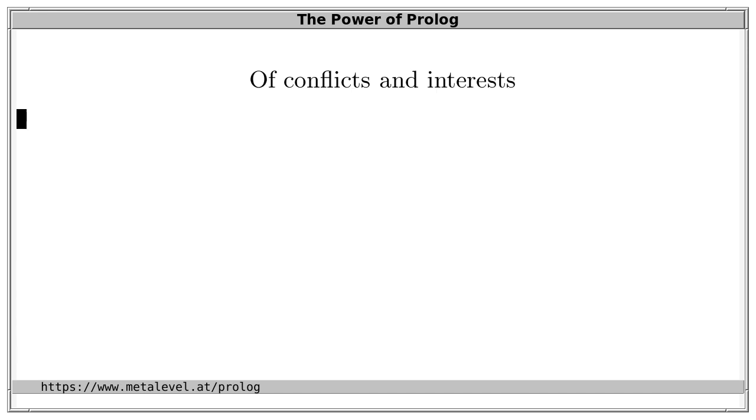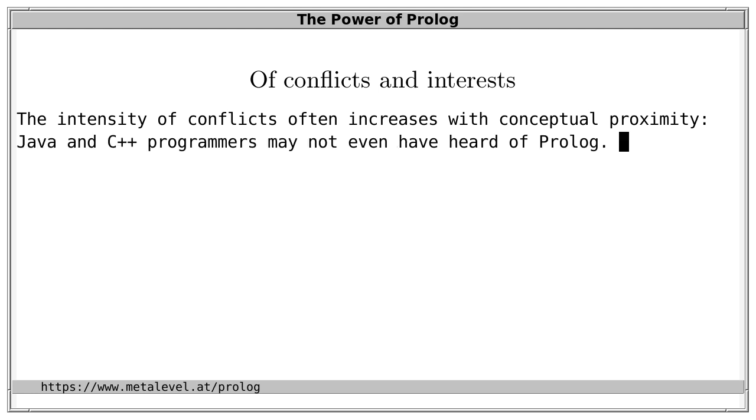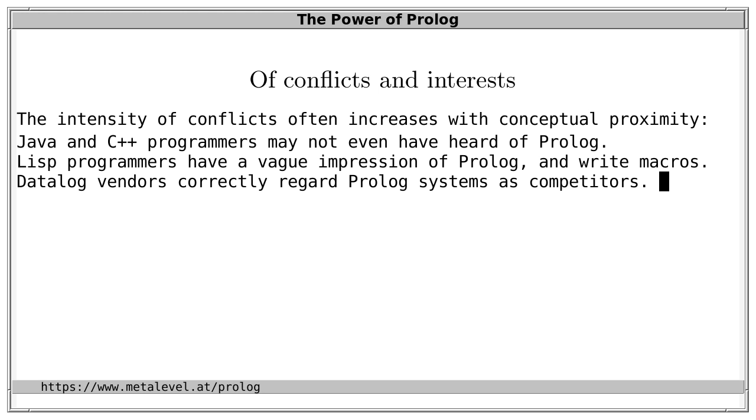And I mention this because the intensity of conflicts often increases with conceptual proximity. For instance, Java and C++ programmers may not even have heard of Prolog, because they are conceptually far removed. In contrast, Lisp programmers often have at least a vague impression of Prolog, because several Lisp books mention Prolog and show how Prolog's default execution strategy can be simulated with Lisp macros. With Datalog, we come even closer to Prolog, and now the intensity of conflicts increases. Datalog vendors correctly regard Prolog systems as competitors, and thus may be tempted to downplay the importance of Prolog or overstate advantages of Datalog in comparison to Prolog.